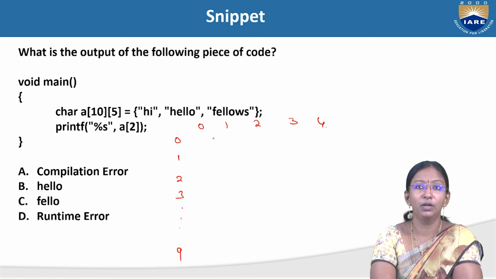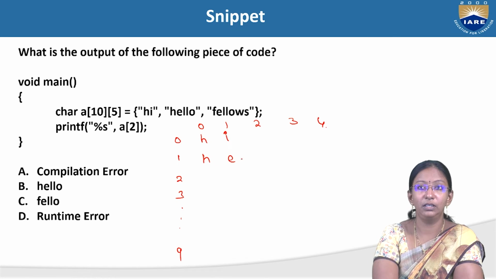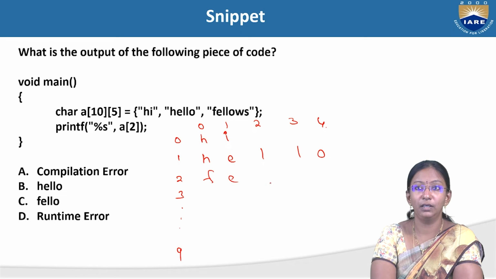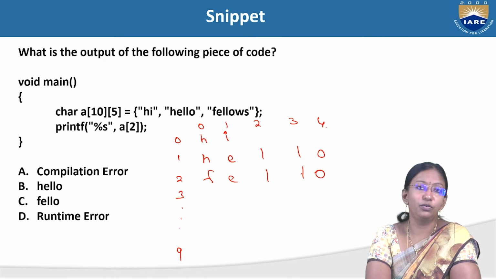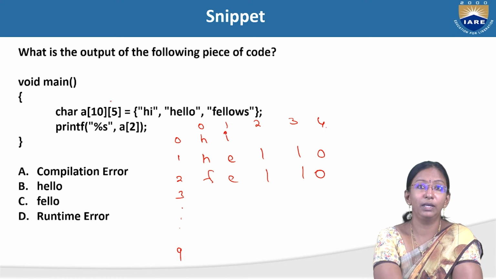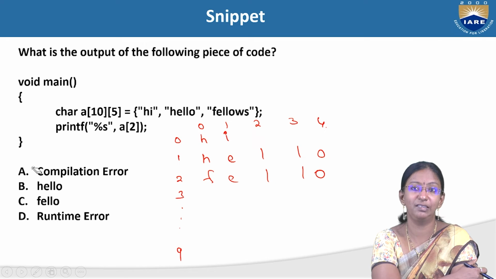Place the values. Characters H, I, H, E, L, L, O, F, E, L, L, O. There is no place for W and S. Why? Because look at the columns. It is just 5. So the remaining 2 characters, W and S, will not be saved.